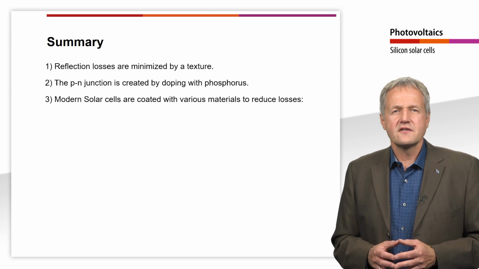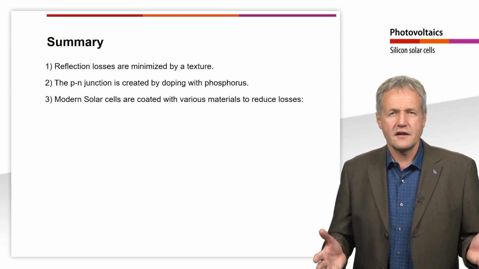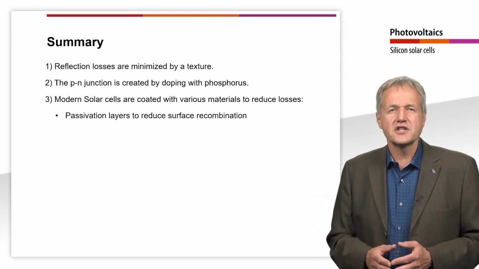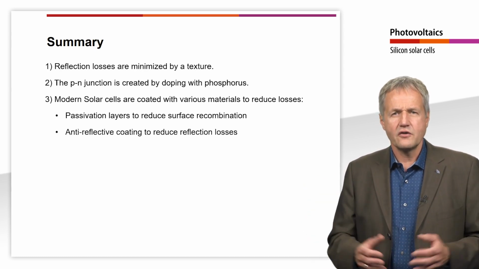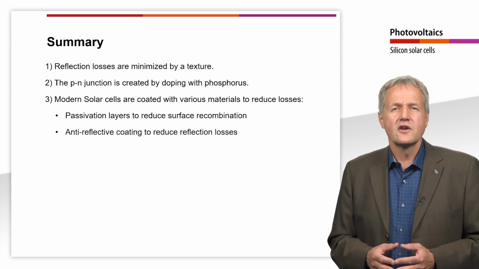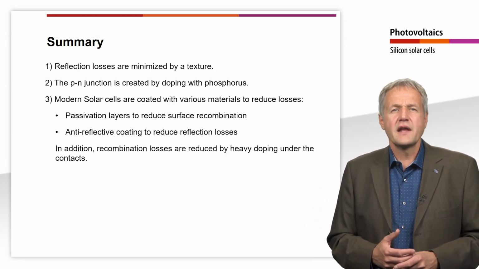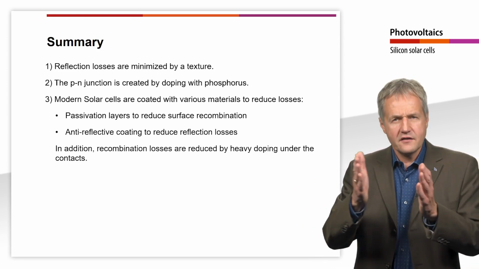Modern solar cells are coated with various materials to reduce losses in the solar cells: passivation layers to reduce surface recombination, and these layers also serve as antireflective coatings to reduce reflection losses. In addition, recombination losses are reduced by heavy doping under the contacts.